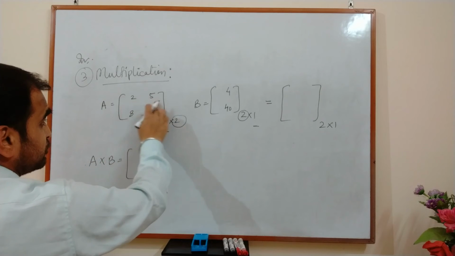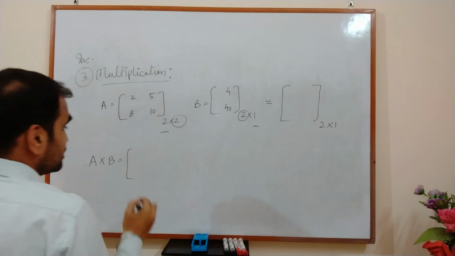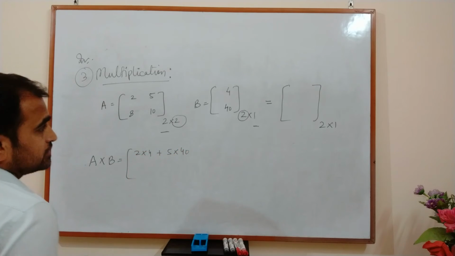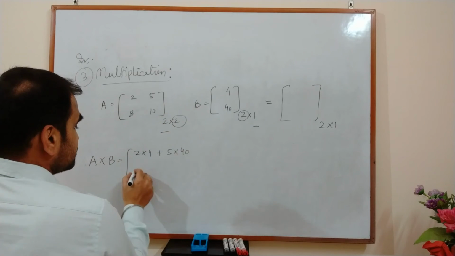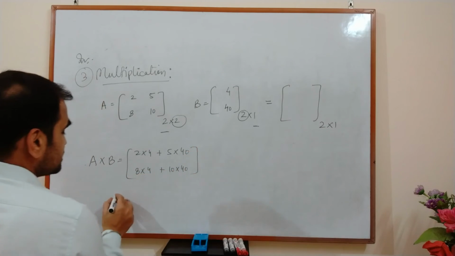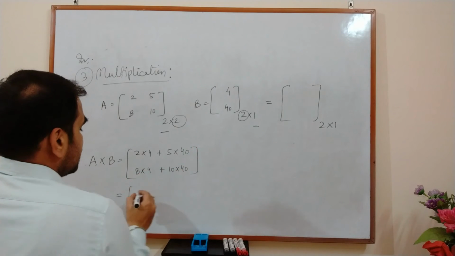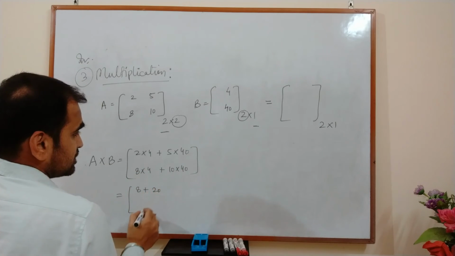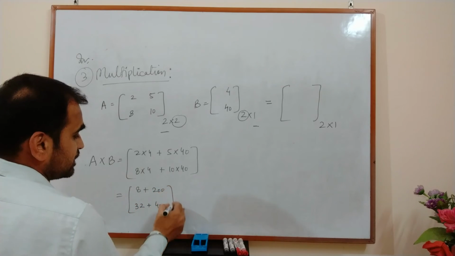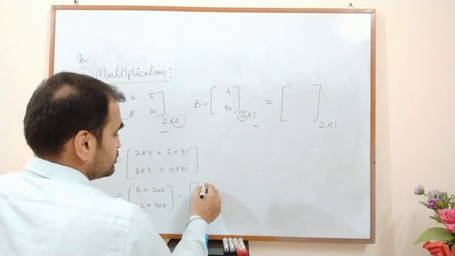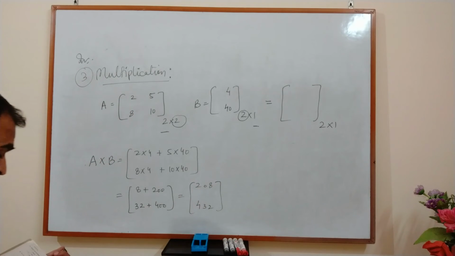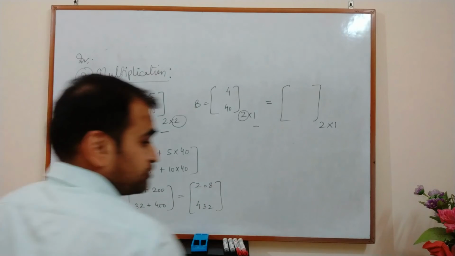You will take the elements of the first row, multiply with the elements of the first column. So 2 into 4 plus 5 into 40. Similarly, second row, first column, that is 8 into 4 plus 10 into 40, and this is the output. So this is 4 to the 8 plus 200. This is 32 plus 400. So the resultant matrix is 208 and this is 432. So this is how to multiply two matrices of different orders.